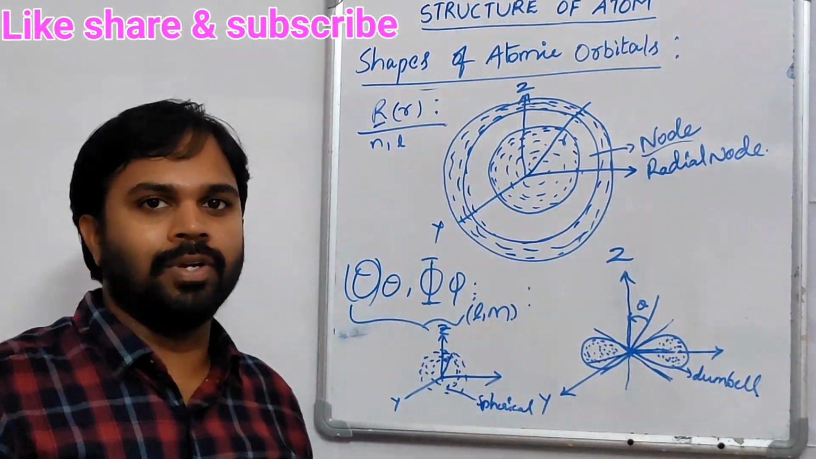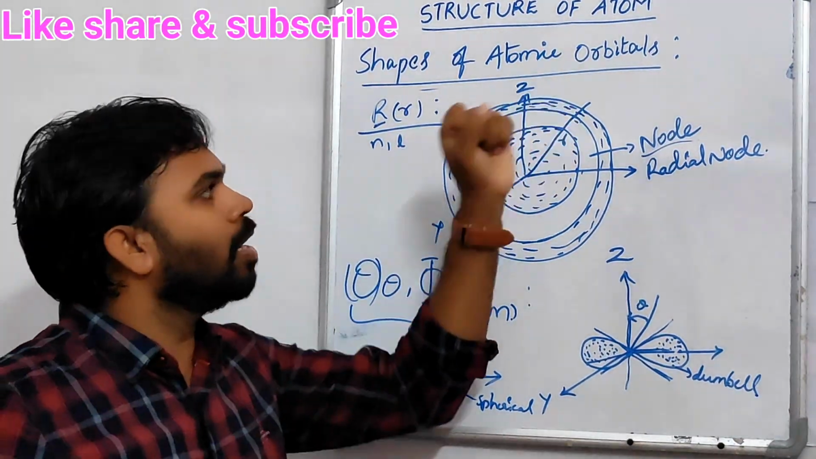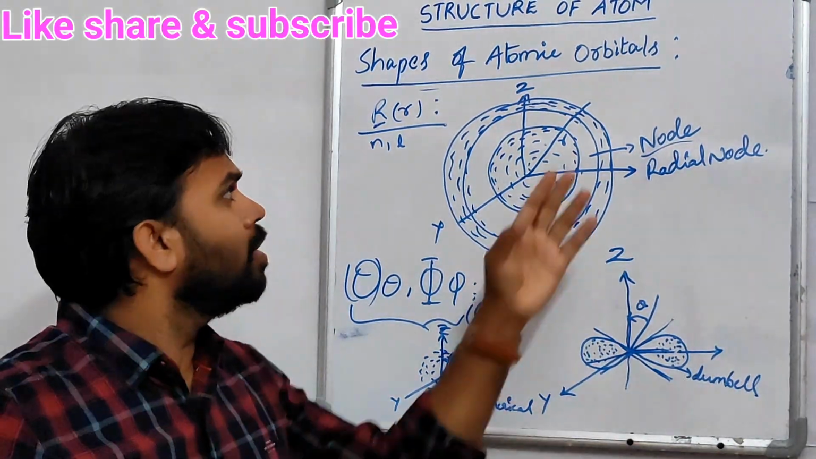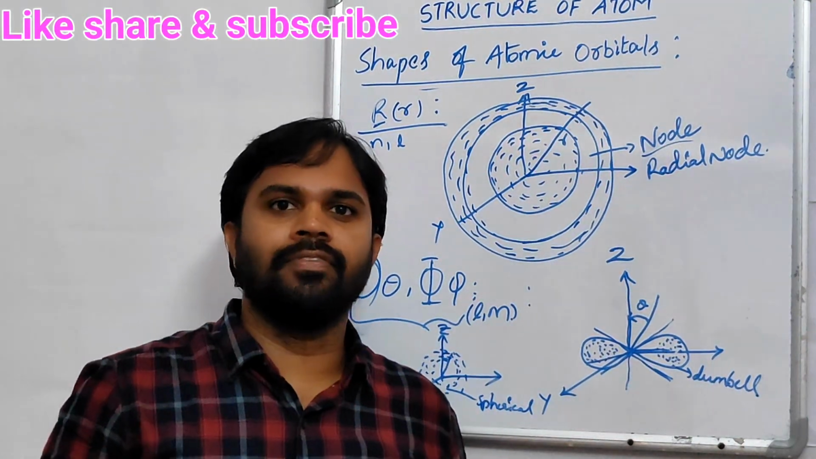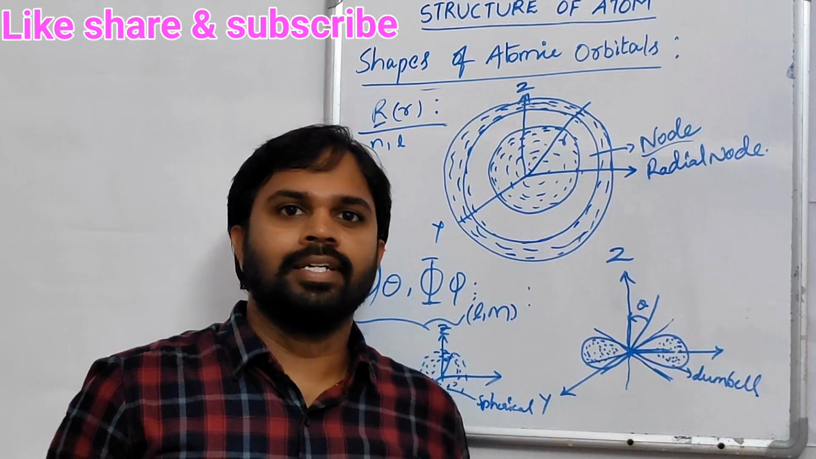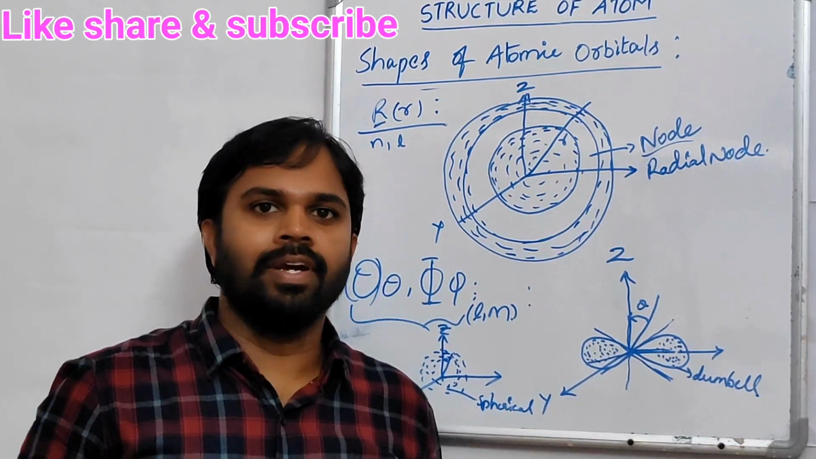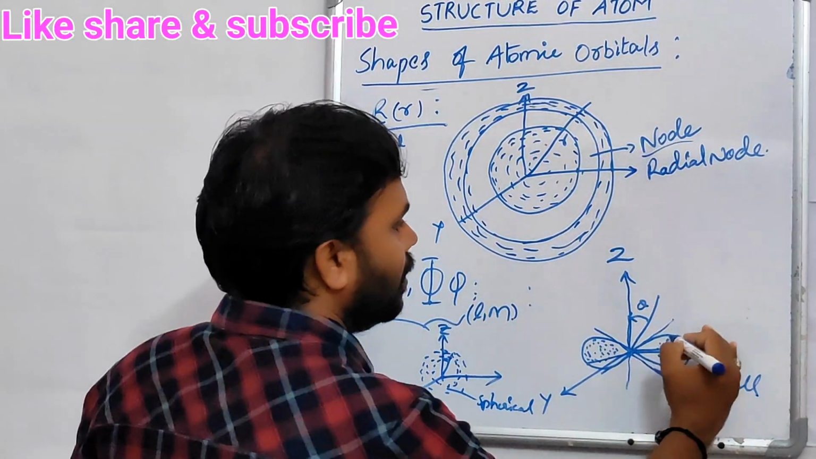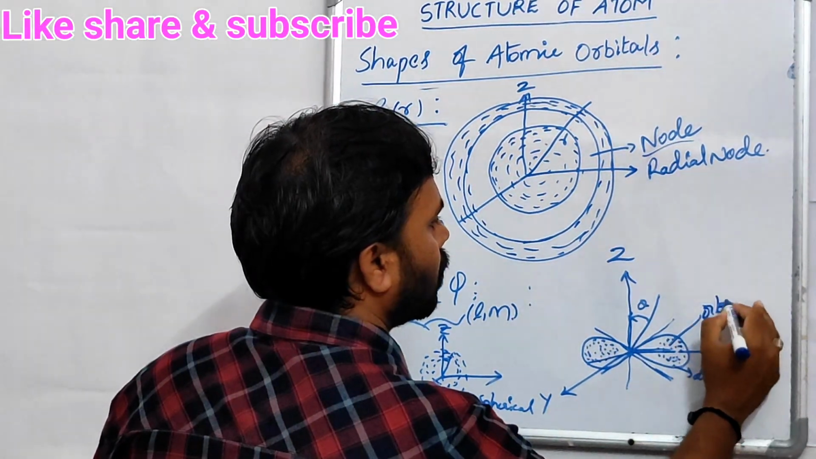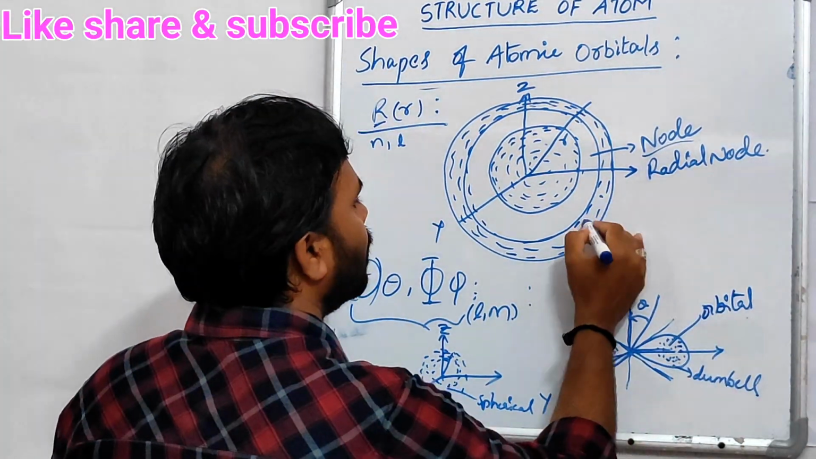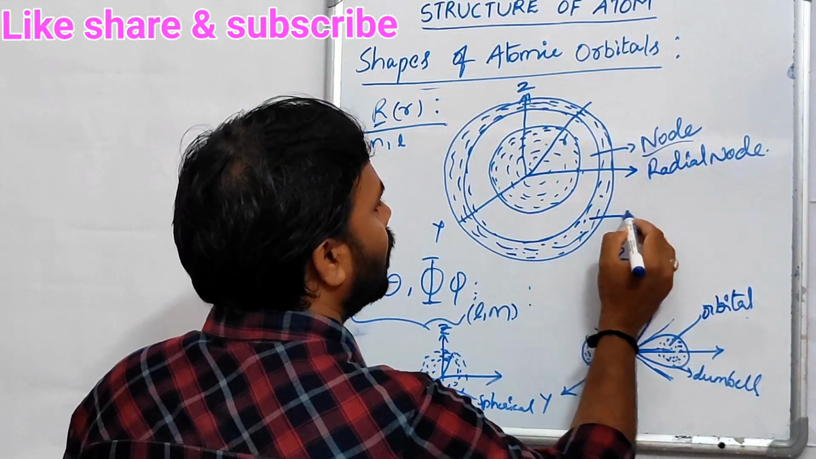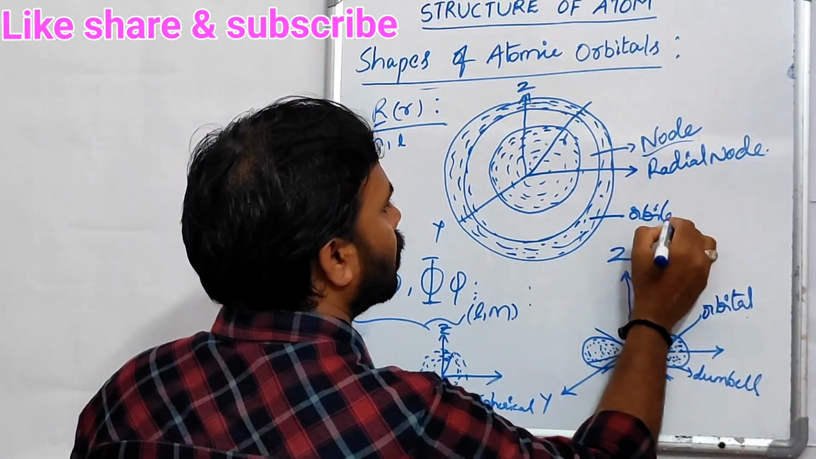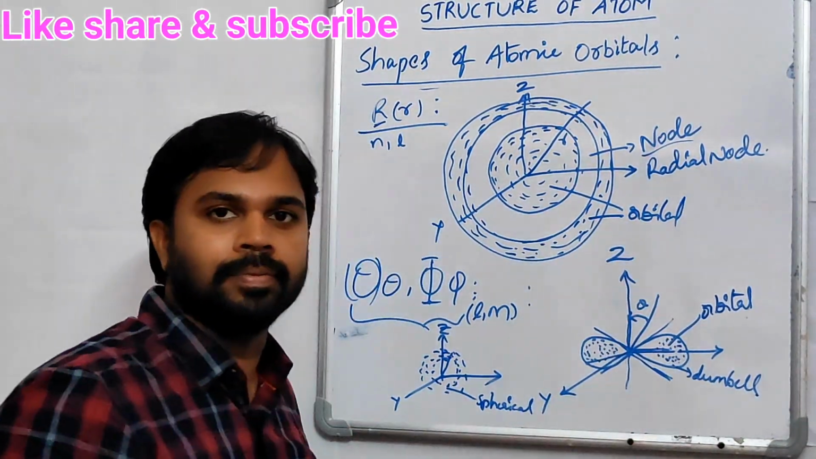Now come to our actual topic, shapes of atomic orbitals. Now, what is an orbital? What is the basic definition of an orbital? It is nothing but the space around the nucleus where the probability of finding the electron is maximum. In this case, this is called an orbital. In this case, the probability of finding the electron is maximum, so this is called an orbital. This is also called an orbital.